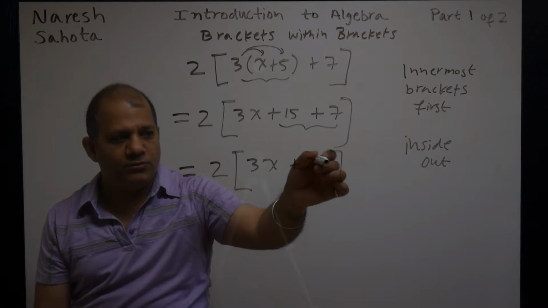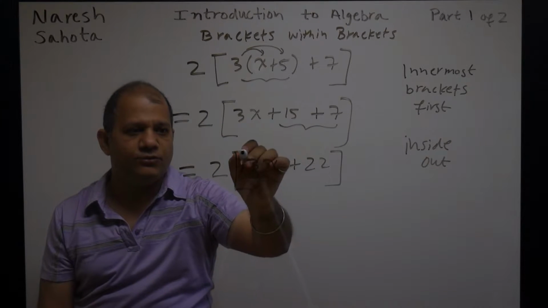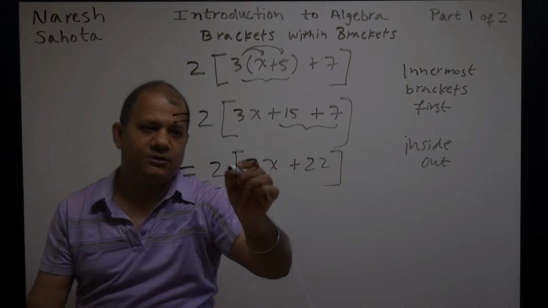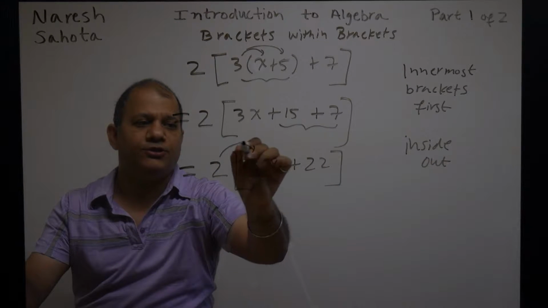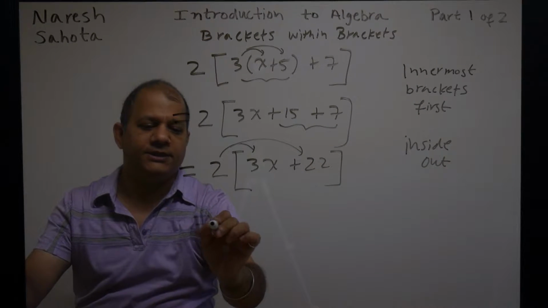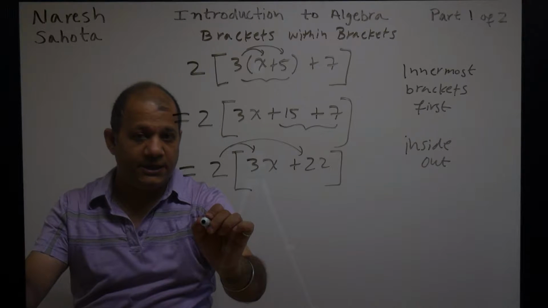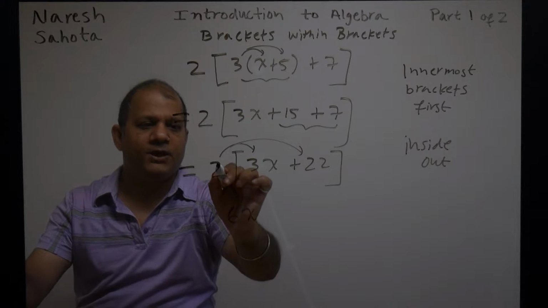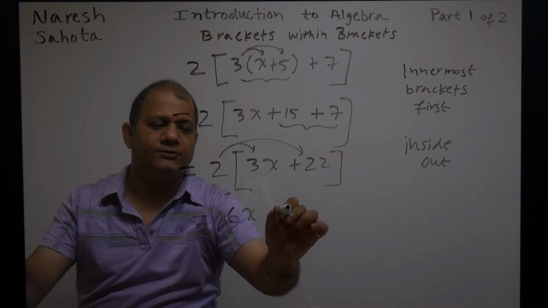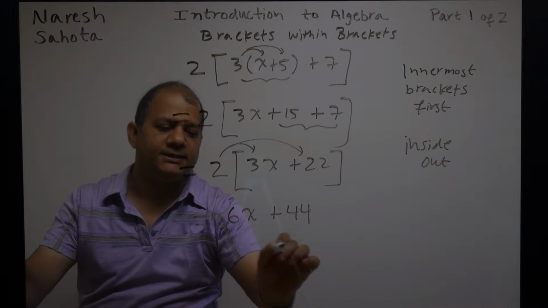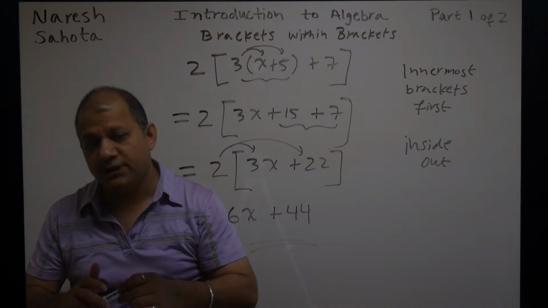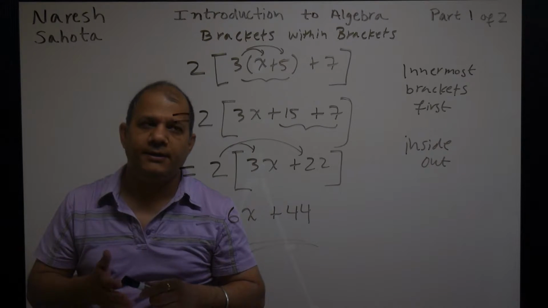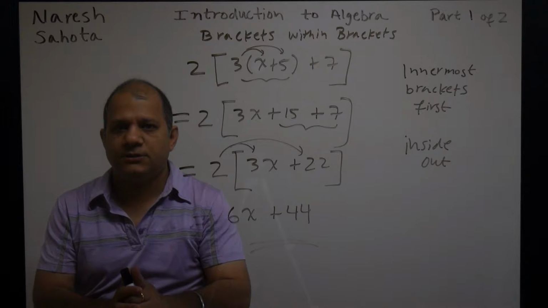So now we are ready to remove the square brackets. The last step is to multiply 2 with both terms inside the square bracket. So we still need an equal sign. 2 times 3x is 6x. Then 2 times 22 is 44. So that's the answer.